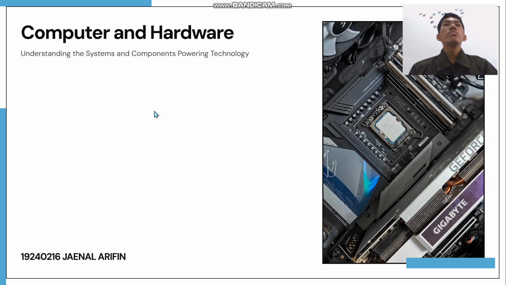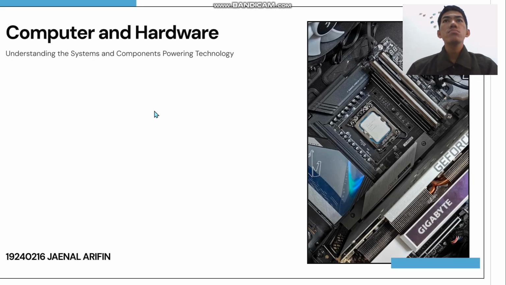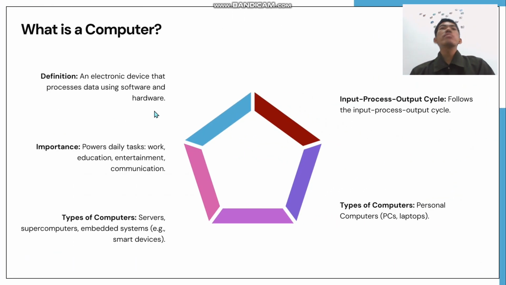In this video, I will explain about computers and hardware. So the first is, what is a computer? By definition, a computer is an electronic device that processes data using software. It powers daily tasks for work, education, entertainment, and communication. Computers come in types such as server, supercomputer, embedded system, or smart device.